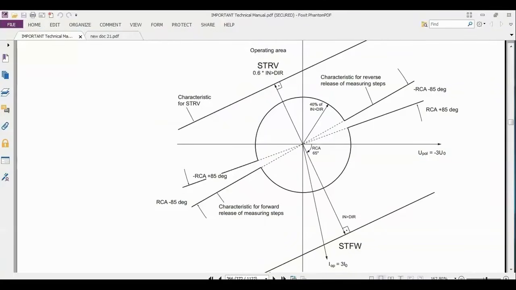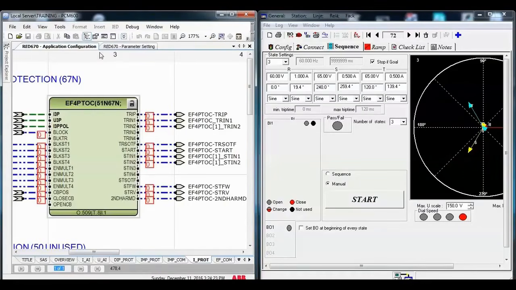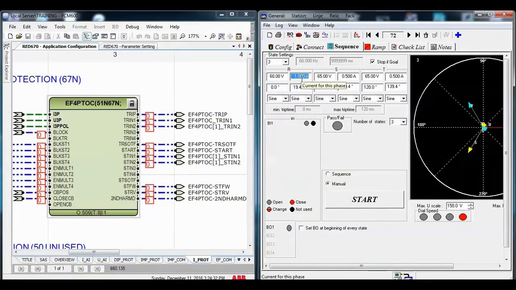So what do I do? I go back again, lower this and return to the application configuration. This time I focus on start 1, which I set as forward, and start 2, which I set as reverse. I come here and inject current. Regardless of the amount of current, it won't activate with me. Here it does not change with the angle, but it must be greater than 40% and greater than step 1. Is that clear? Good.